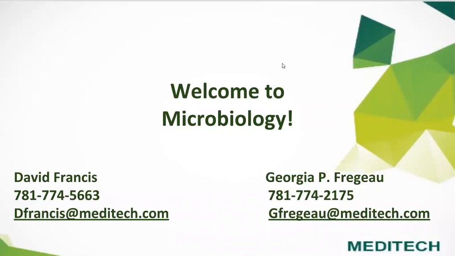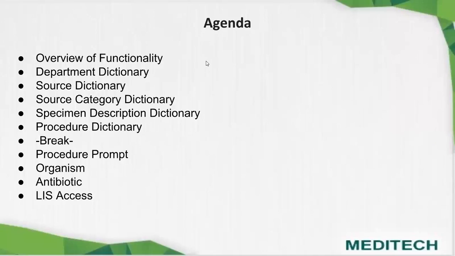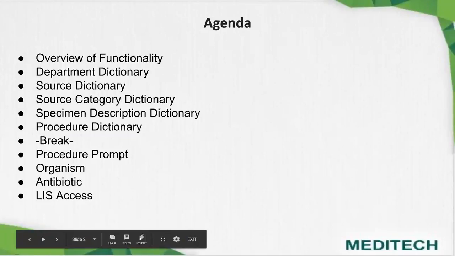Just to run through the agenda today. The first thing that we'll do is an overview of functionality. We'll go through the process of ordering and resulting a microbiology specimen, and we'll go through the associated routines. After we do an overview of functionality, we'll go through the actual list of dictionaries. This is the list of dictionaries that we'll be covering today. We'll be starting with the department first, and then gradually working our way through the procedure dictionary, procedure prompt, and then the last dictionary that we have is the IS Access dictionary.